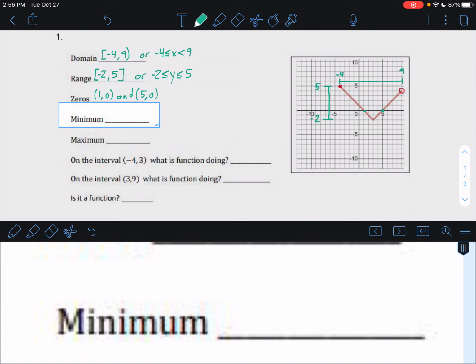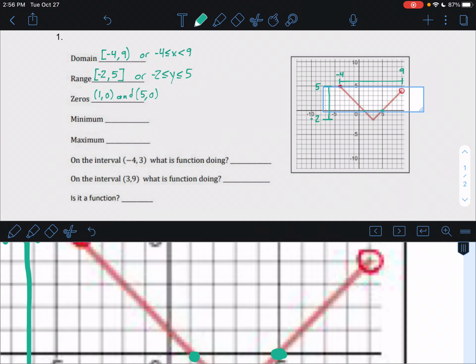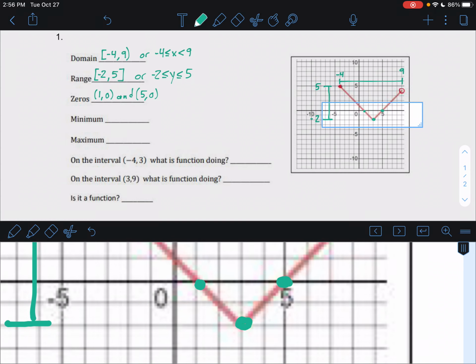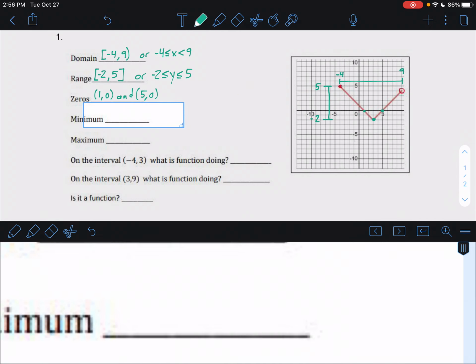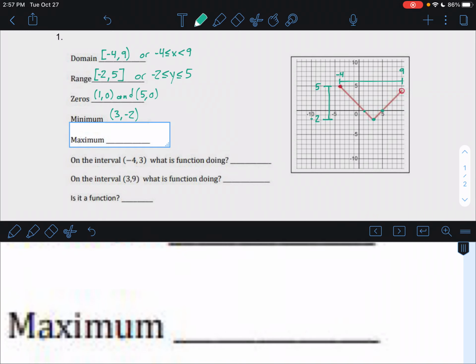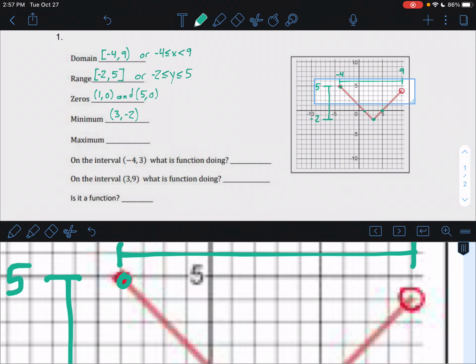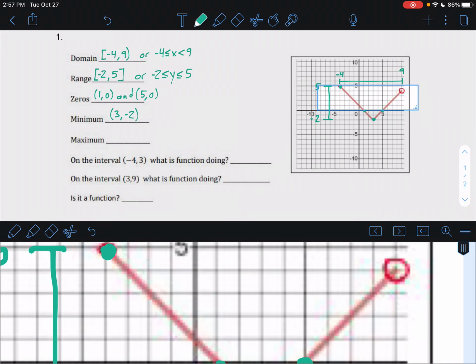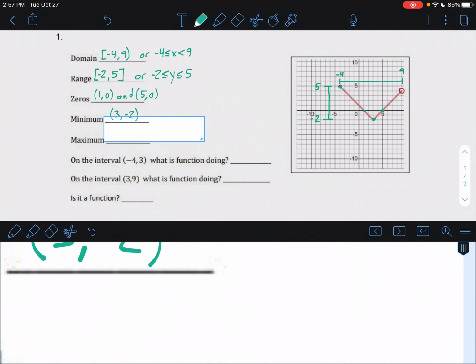Okay, the minimum, remember the minimum is the lowest the graph will go. So on this entire graph, I don't see anything going below this point, and that looks like the point (3, -2). And the maximum is the highest the graph will go. So that looks like this point right here. I don't think anything goes above that. And that is the point (-4, 5).